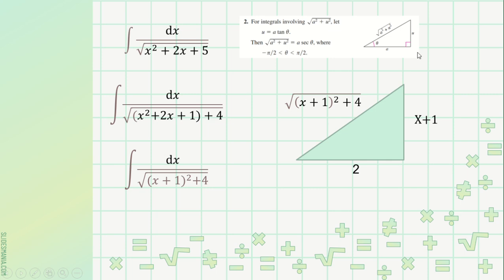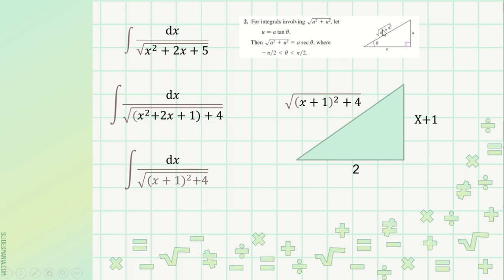And we can see right here that for integrals involving root of a squared plus u squared, we will use tan. Then a squared plus u squared will be a squared sec squared theta.